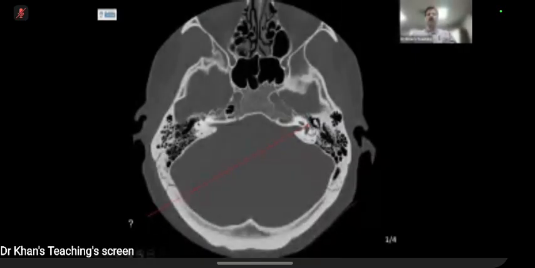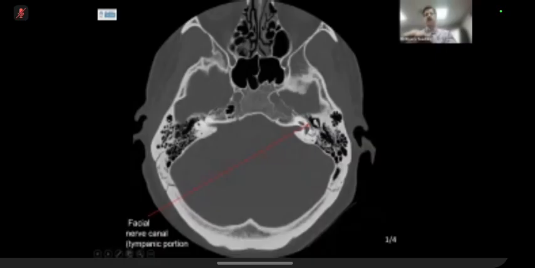And my idea of learning temporal bone is around the nerve. So if you know your facial nerve, around that knowledge you build your concepts. This is the tympanic portion of the facial nerve. If you see here, this is the medullary cavity. This is the epitympanum. This is the malleus. This is the incus. This part is here.